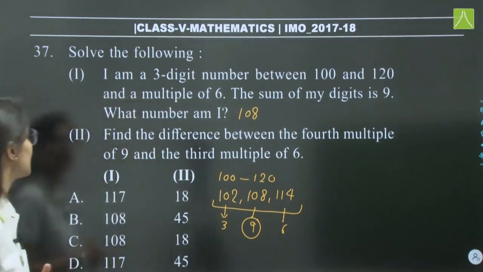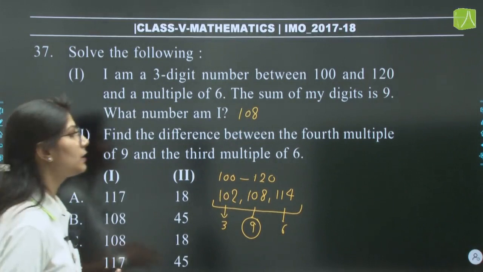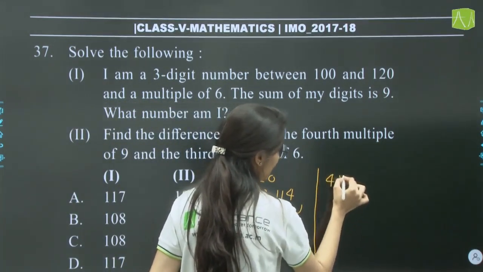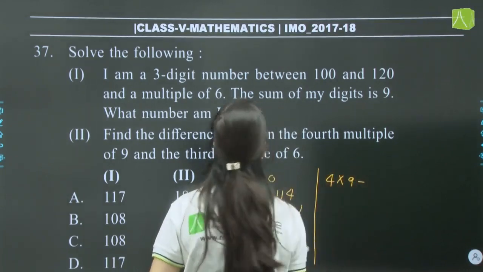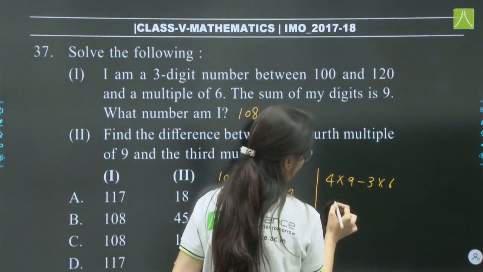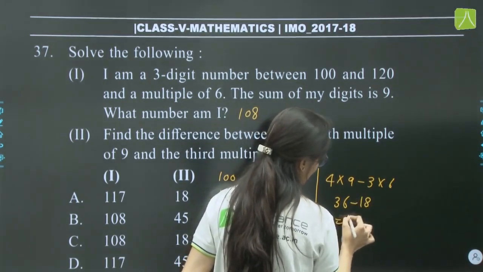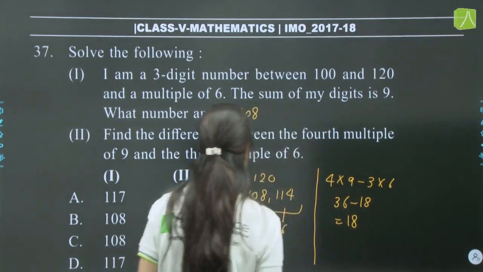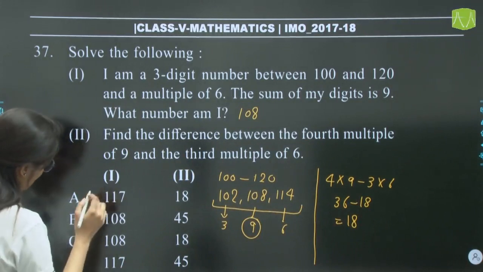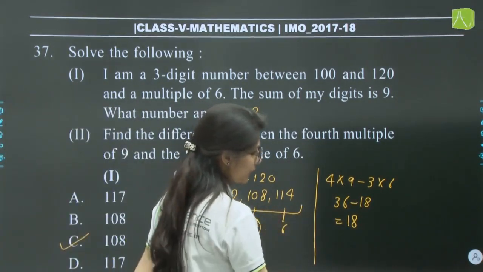Now let's check the second part. Find the difference between the 4th multiple of 9 and the 3rd multiple of 6. So the 4th multiple of 9 is 4 multiplied by 9 and the 3rd multiple of 6 will be 3 multiplied by 6. So just solve it, you get the answer. 36 minus 18 will be 18. So for the first part, the answer is 108. For the second part, it's 18. So the right answer is option C, 108. Let's move to the next question.